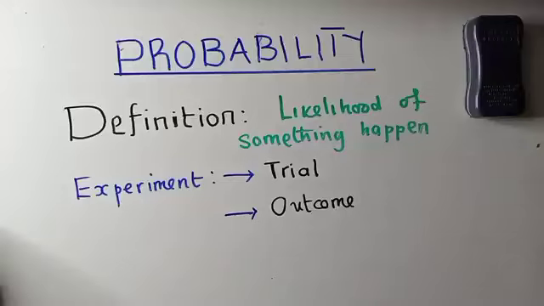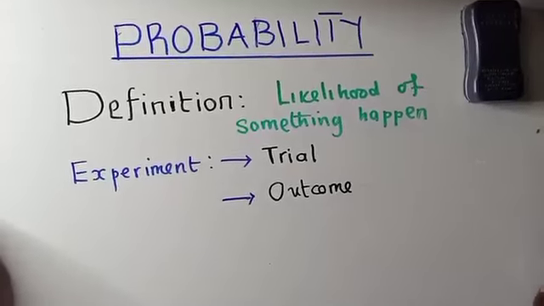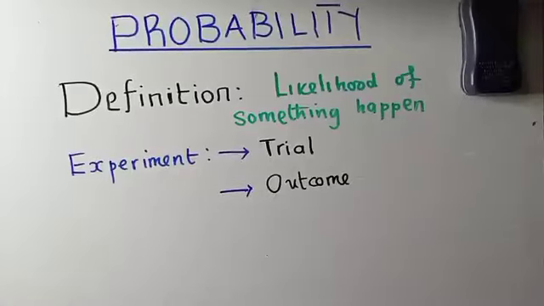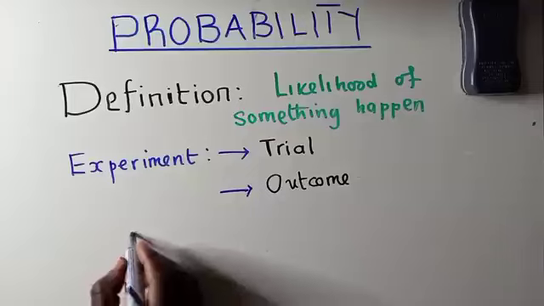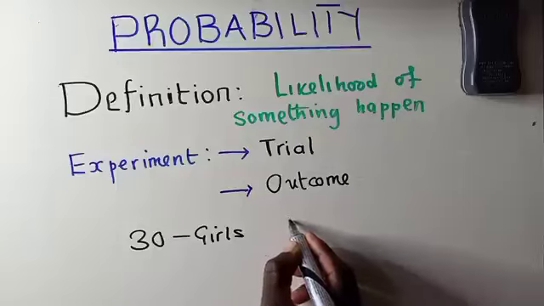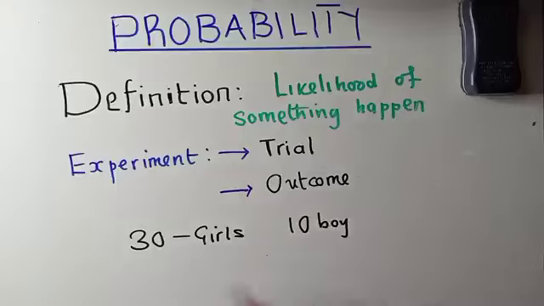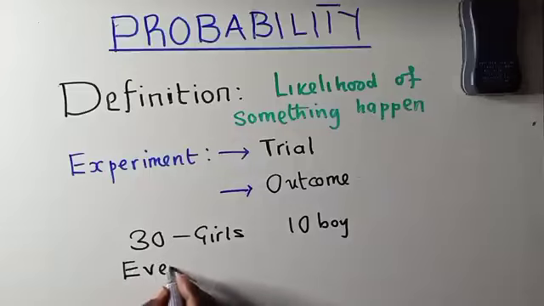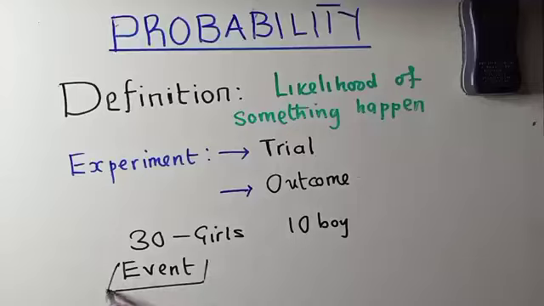Now, let me just give an example. Maybe you've got students in your class. You're a teacher. You've got students, maybe 30 girls and maybe 10 boys. So now, when you've been asked to find the probability of picking a boy, that probability you found, we call it an event. This is an event, and these are the few things that you must be aware of when it comes to probability.